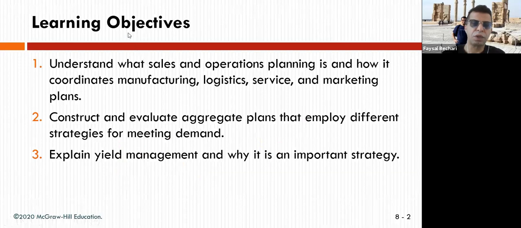Now, the learning objective is to understand what sales and operation planning is and how it coordinates manufacturing, logistics, services, and marketing plans. It's also to construct and evaluate the aggregate plans that employ different strategies for meeting demand. And we will explain yield management and why it's an important strategy.